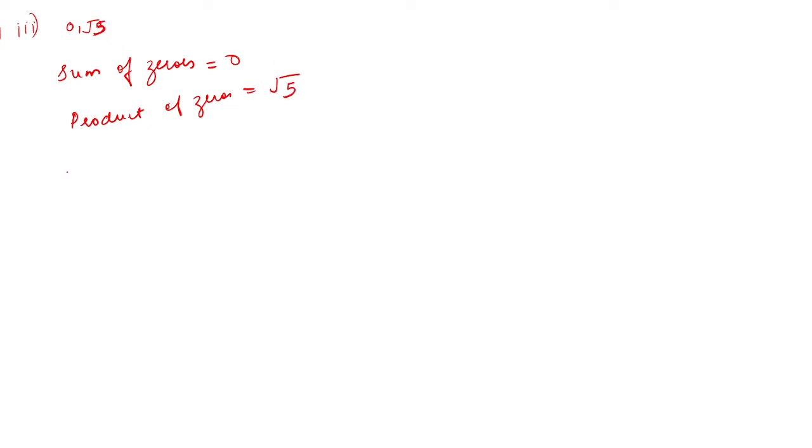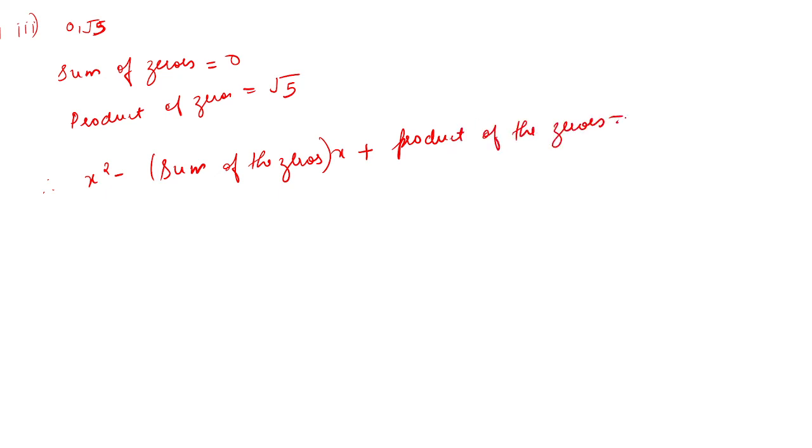Now therefore this is going to be x squared minus, the same formula over and over again, the sum of the zeros times x plus the product of the zeros, and it should be equal to 0. So it's going to be x squared, the sum of the zeros is 0 into x, plus the product, which is going to be root 5. So your equation is going to be x squared minus root 5.